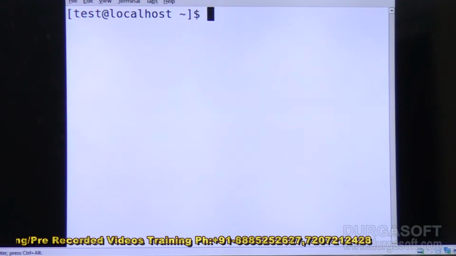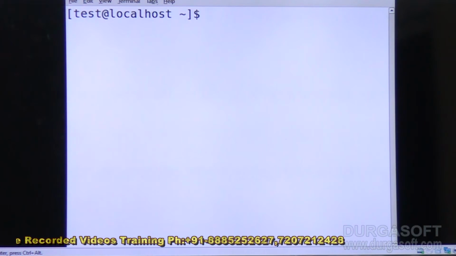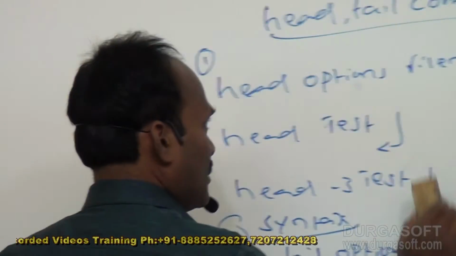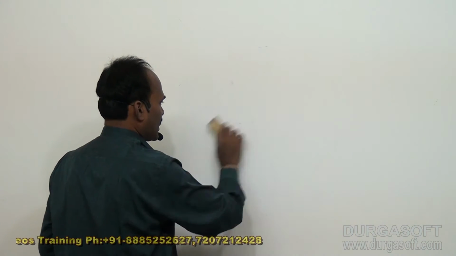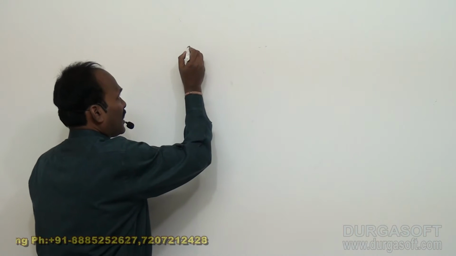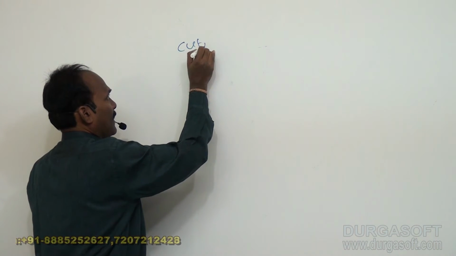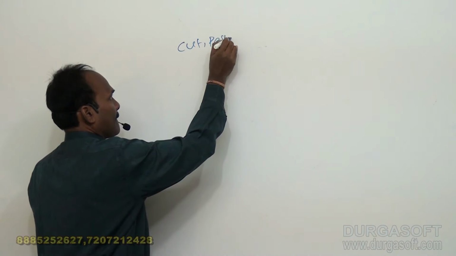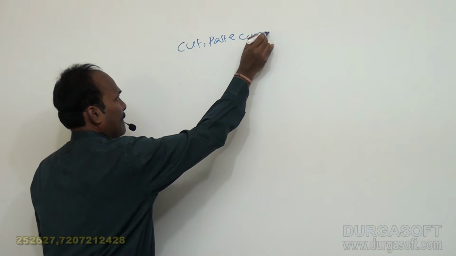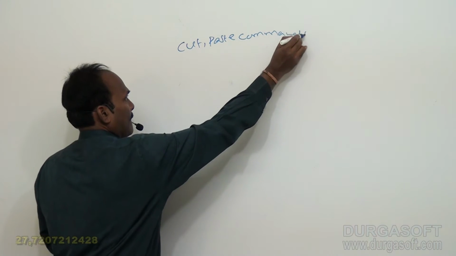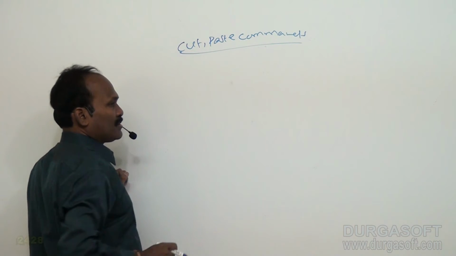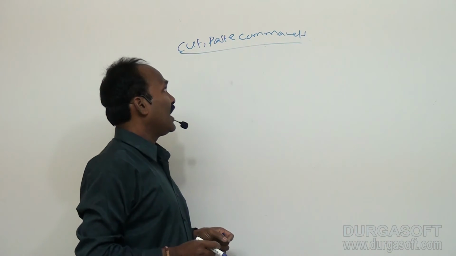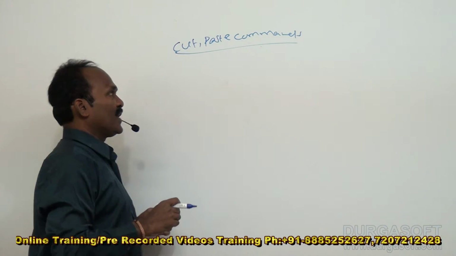So next I will discuss the cut and paste commands. These are also most important in text processing. Normally the cut command is used to cut out parts of a file, and the paste command is used to join 2 files together.